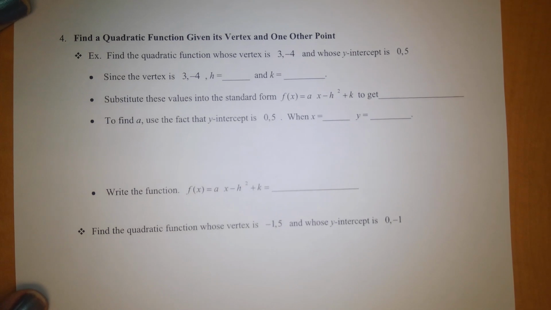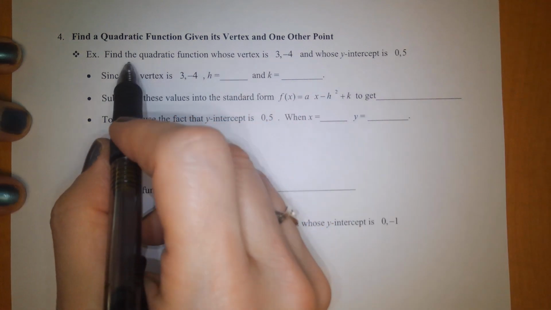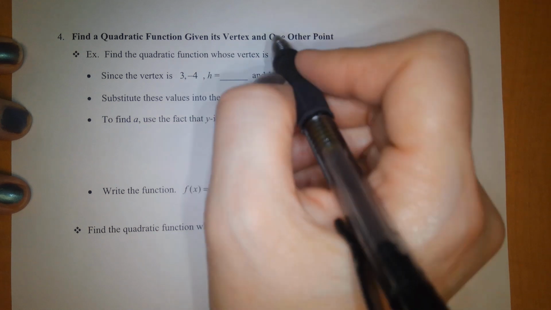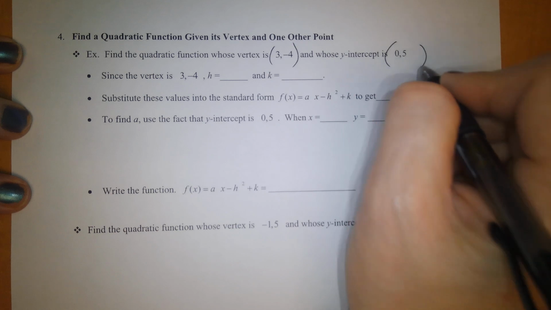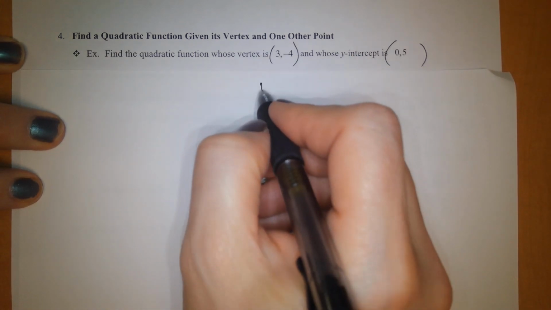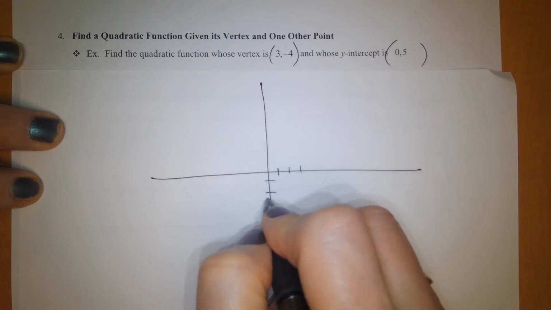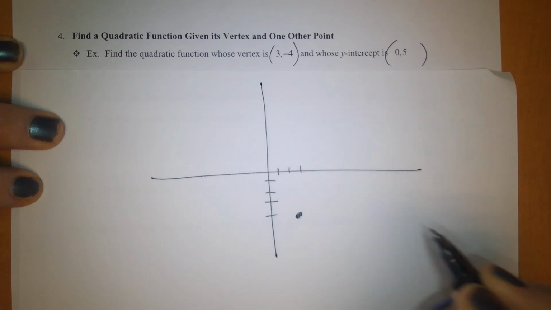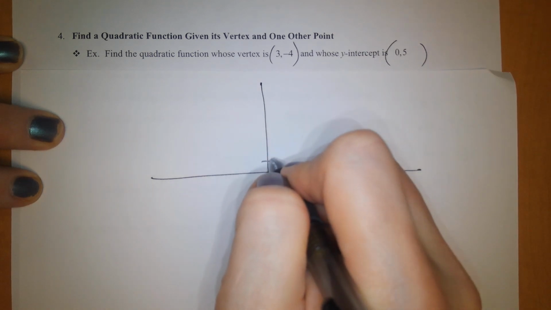The last part to this section is finding a quadratic function if you're given key components like a vertex or another point. For example, let's find the quadratic function that's got a vertex at (3, -4), but it has a y-intercept at (0, 5). So sometimes I find it helpful to give a little graph of what this might look like so far. So it's got a vertex at (3, -4), and this is my vertex, and it's got a y-intercept at (0, 5).